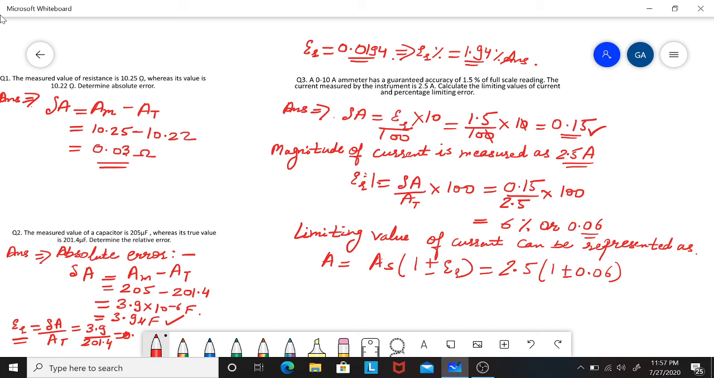So A_s into epsilon r is what? This is the true value, and the specified value is also like that. So epsilon r into this true value will be delta A. So we can further represent it as 2.5 plus minus delta A. What was your delta A? It was 0.15. So we can directly write 2.5 plus minus 0.15.